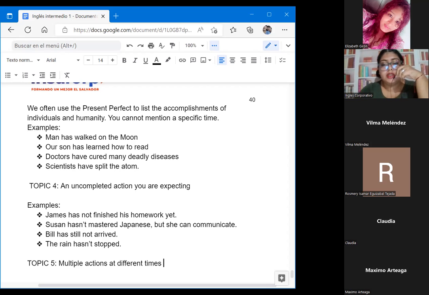unfinished actions. So we are expecting that it happens some time in the present, but in this case it's an action that has not finished in the past. And for this one, we have some examples.